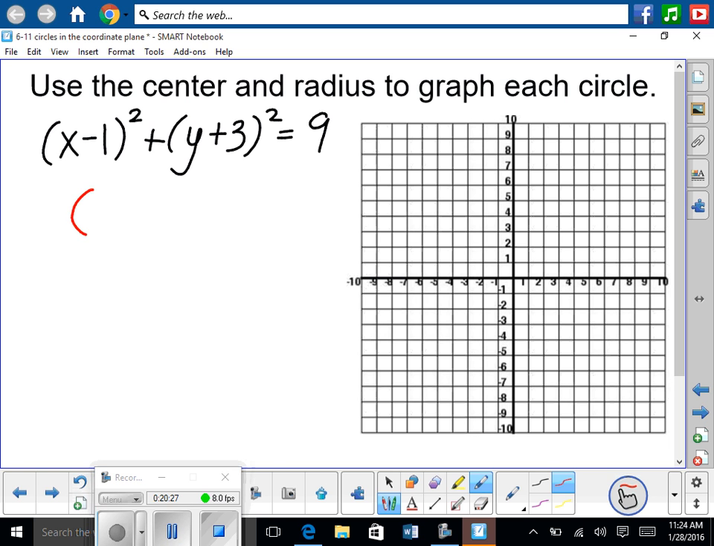So this would be 1, -3 is my center, right? But don't forget, that's radius squared. Don't graph that as your radius. So r squared is 9. So then r is 3, right? Radius is 3. So I go over 1, down 3, and then from there, my radius is 3. So I'm going out 1, 2, 3, up 1, 2, 3, over 1, 2, 3, 1, 2, 3. So I need you drawing your circles on that graphing paper. Okay, when you're done, staple the graphing paper to your paper and hand it in.